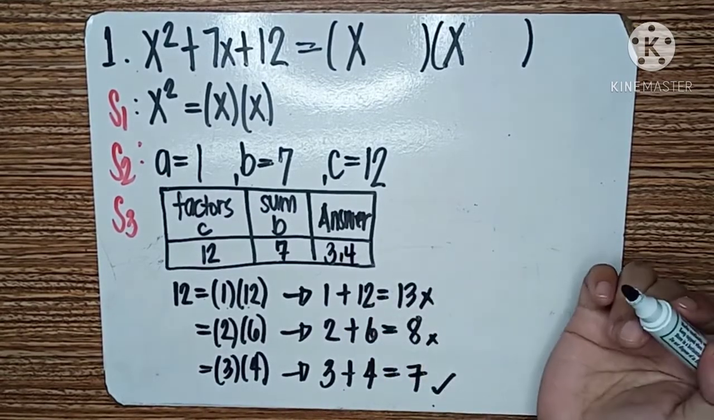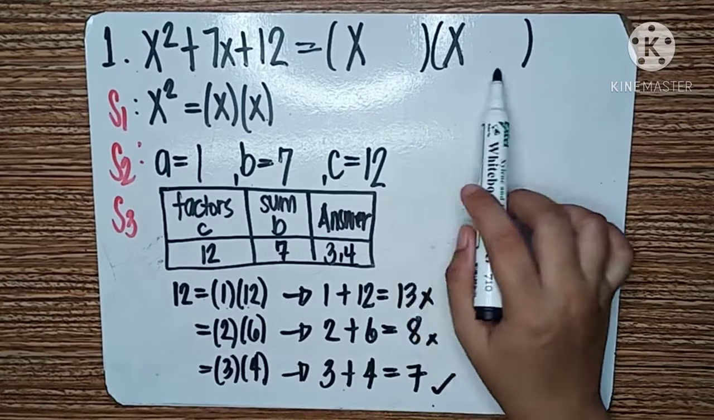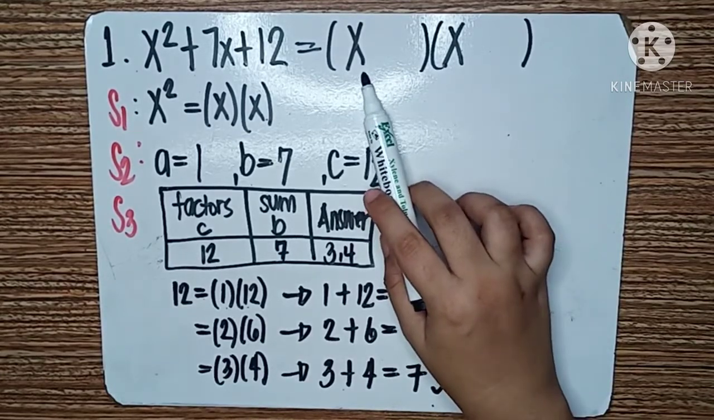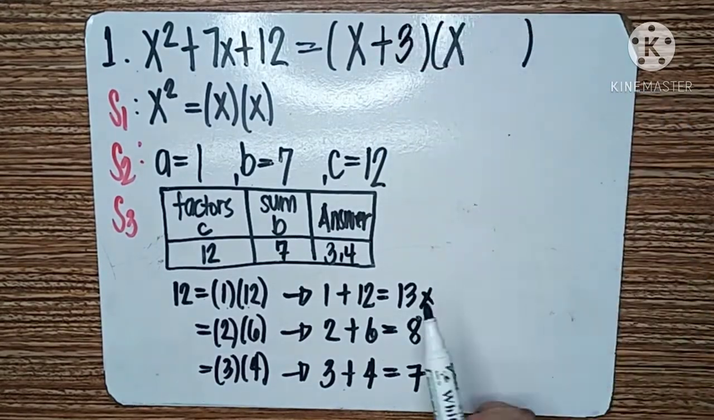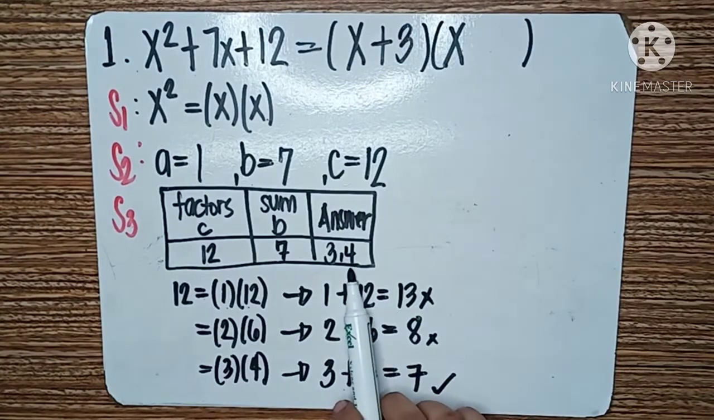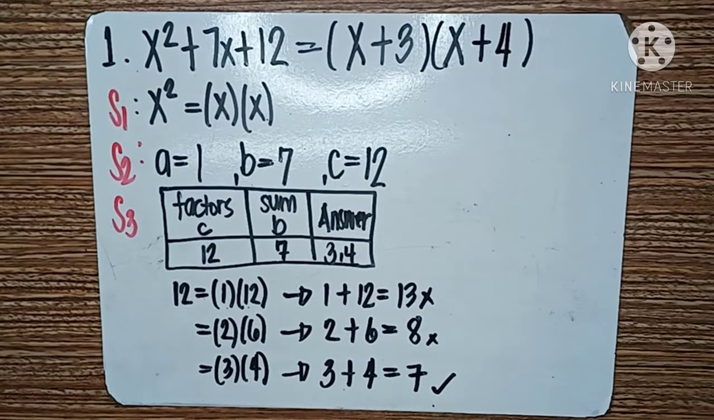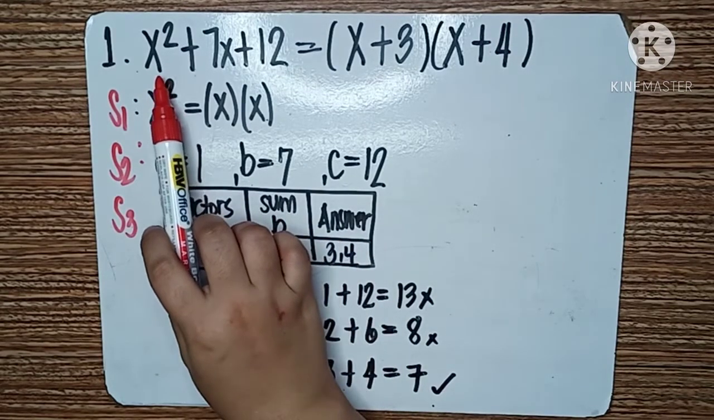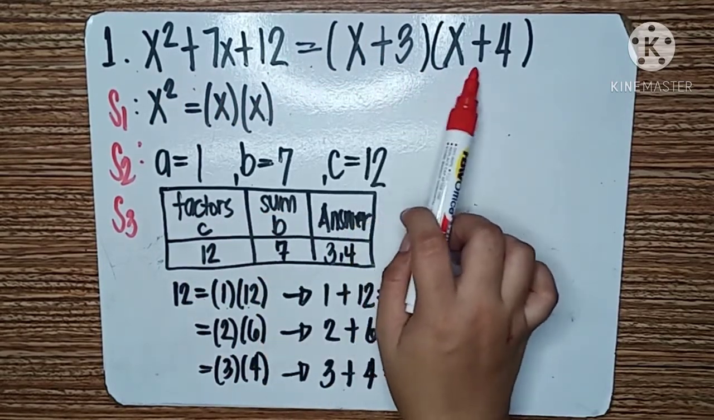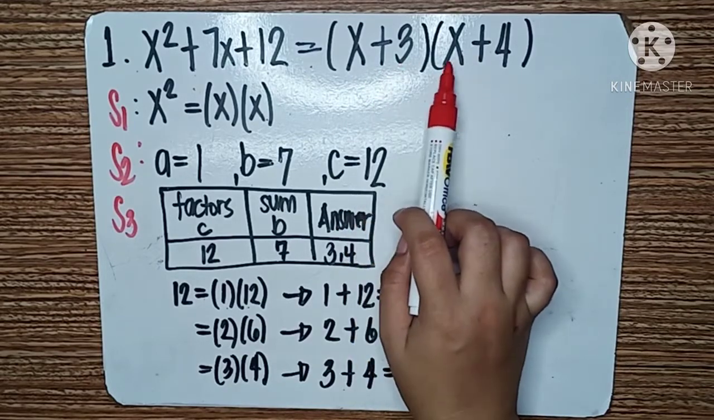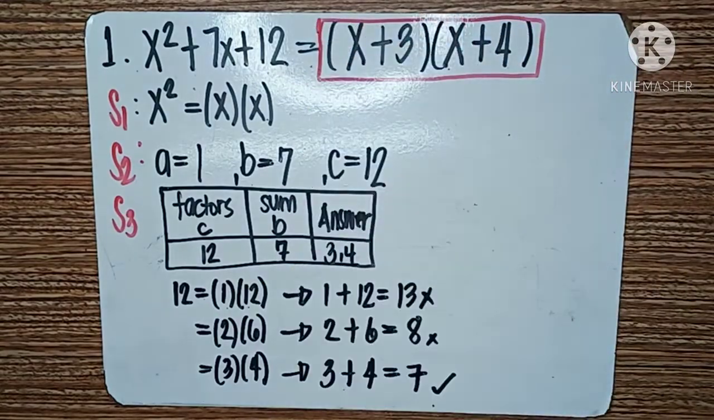This 3 and 4 will add it to the first term of our binomial factors. So, this is x positive 3 will now become x plus 3, and x, the other factor is 4, plus 4. Now, the factored form of x squared plus 7x plus 12 is the product of x plus 3 and x plus 4. This is now the final answer.